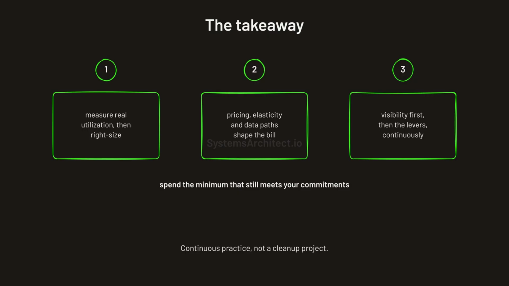Cost optimization is monitoring real utilization and right-sizing resources so you spend the minimum that still meets your performance and reliability commitments. It is tactical in a small system where you shut down idle resources and pick the correct size. It is strategic at scale. Pricing models, elasticity, data transfer paths, and unit economics shape the bill for years. Establish visibility first through tagging and alerting, then apply the levers in order of size. Treat it as a continuous practice rather than a cleanup project.